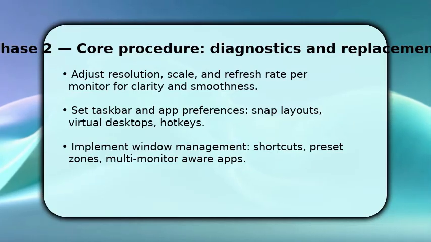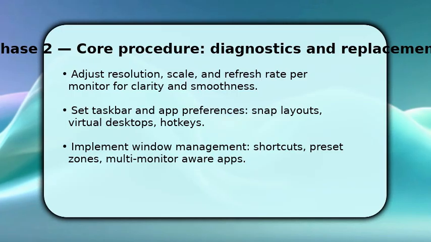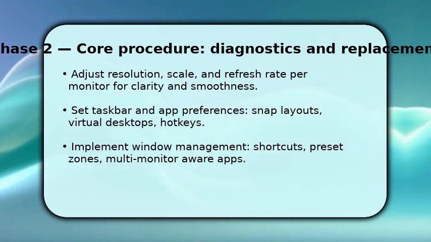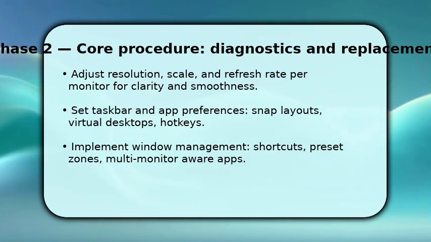Once displays are active, fine-tune resolution and scaling for each screen. Mismatched DPI can make text appear huge or tiny, so correct scale to match perceived size. Then, configure refresh rates to avoid stutter and enable snapping tools or preset zones to speed window placement.